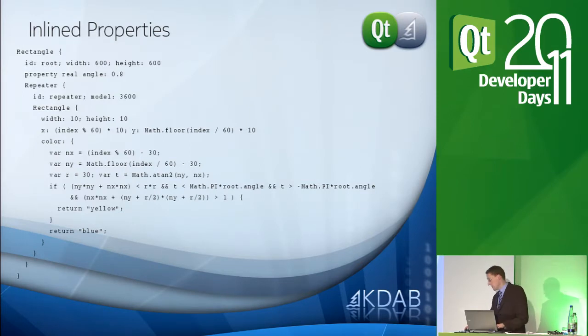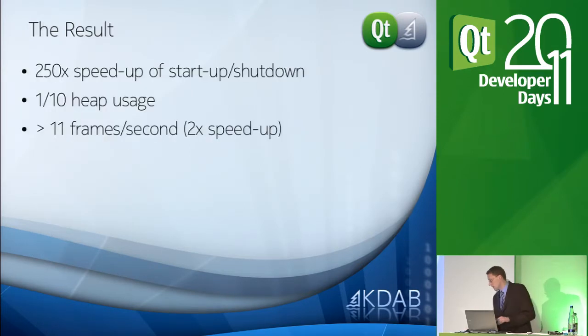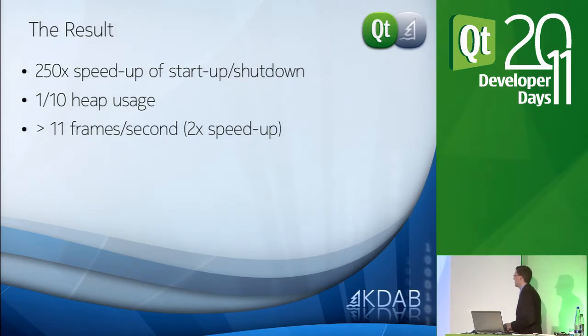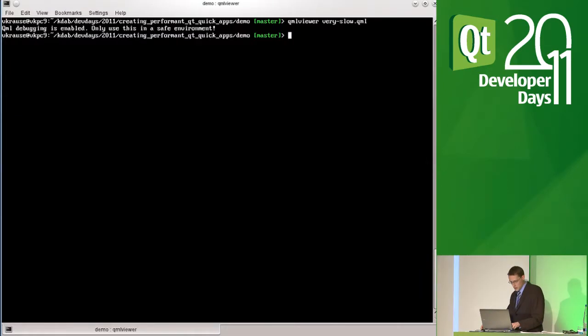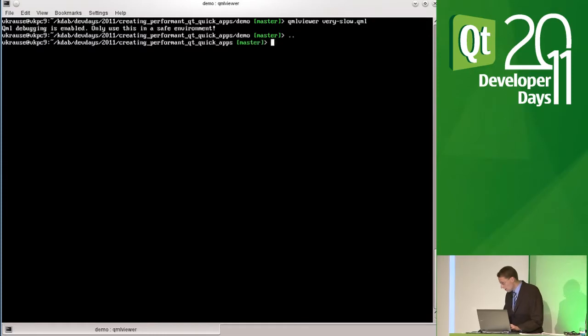And the effects of that are quite dramatic. We have overall a speedup of a factor of 250. So from 4 minutes, it goes to basically instant. We only have 1/10 of the heap usage, so about 20 megabytes. And we actually doubled the speed of the animation. So let me show that.